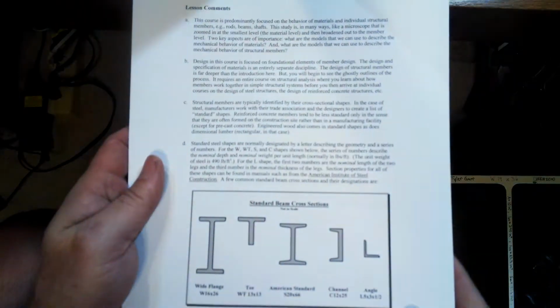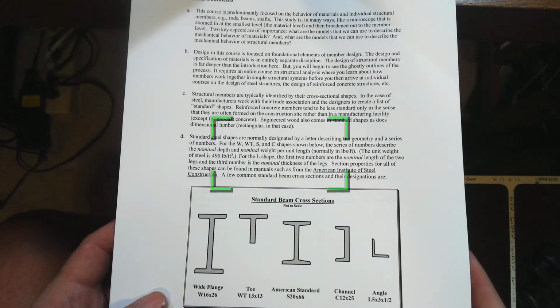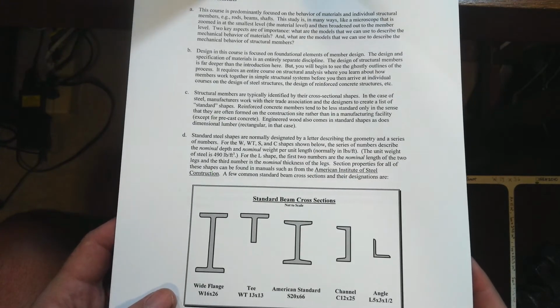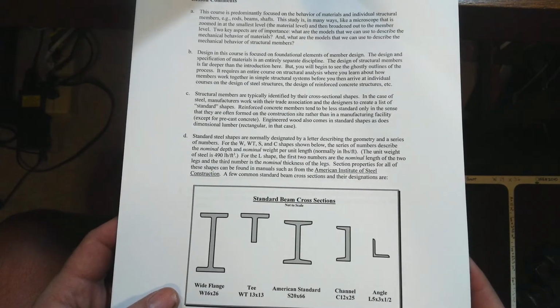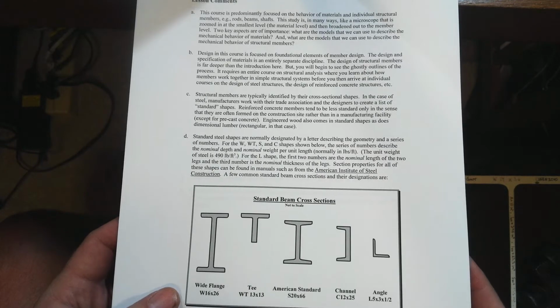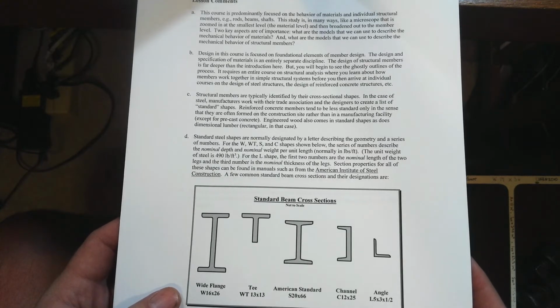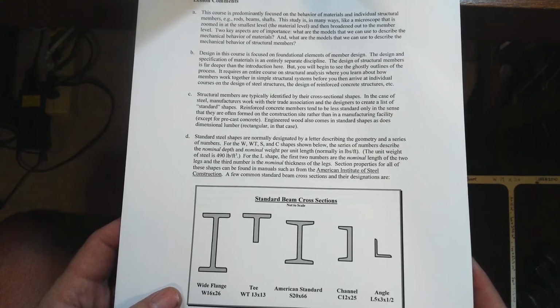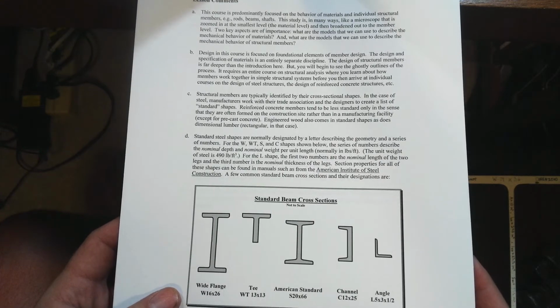Alright, let's talk a little bit about cross sections. What you see here on the bottom of this page in this drawing are a series of standard steel cross sections. You learned about these a little bit in the statics course. You're going to deal with them a lot in this course. Let's look at a whole bunch of different parts that we're going to be looking at in this course.